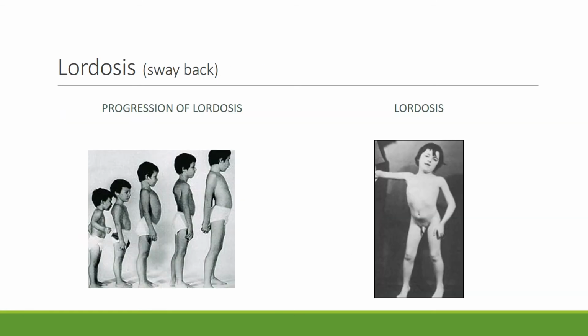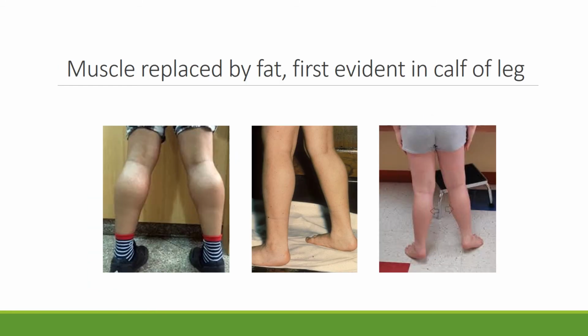The picture on the right shows you lordosis. The picture on the left shows you the progression of lordosis. Remember, lordosis is a swayback. These children look very muscular. If you look at the calves of their legs, they look like they're very well developed muscles. Upon examination, you find that the muscle has been replaced by fat.